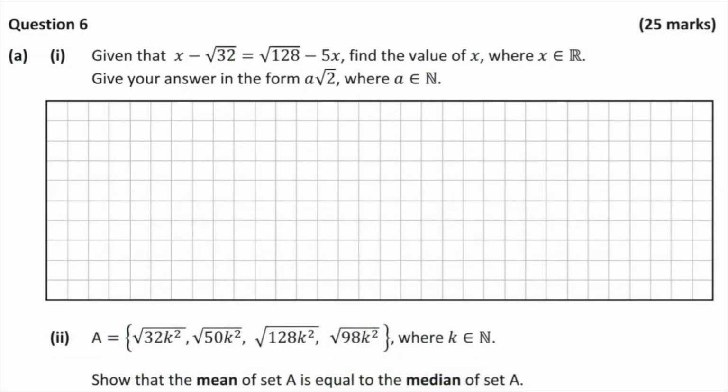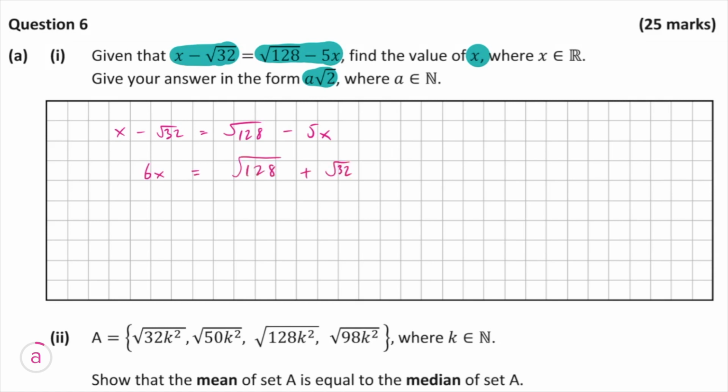Okay, so here's our question. Given that x minus root 32 is equal to root 128 minus 5x, we've got to find the value of x and give our answer in the form a root 2, where a is a natural number. So the first thing we're going to do is move all our x's to one side and put our surds on the other, and that's going to give us this equation.